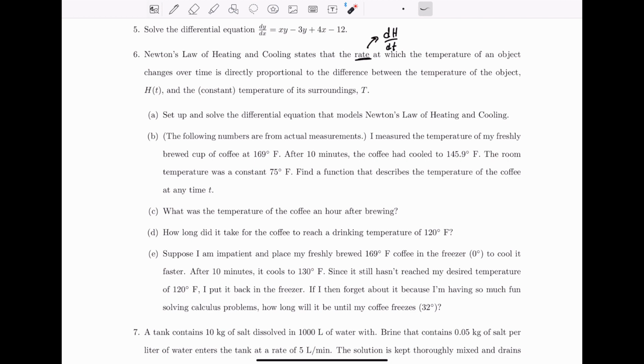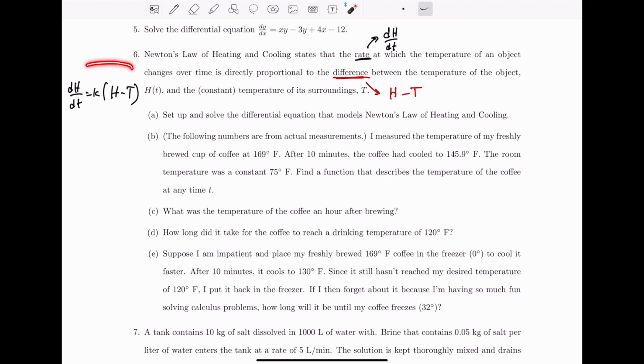So dH/dt is the rate at which the temperature of the object changes over time. We're told that it is directly proportional to the difference between the temperature of the object, which is just H, and the constant temperature of its surroundings, T. So let's highlight this word difference. The difference here is the temperature of the object minus the temperature of the surroundings. And Newton's law says that this rate is directly proportional to this difference. That means that the rate, dH/dt, is some constant times the difference H minus T.